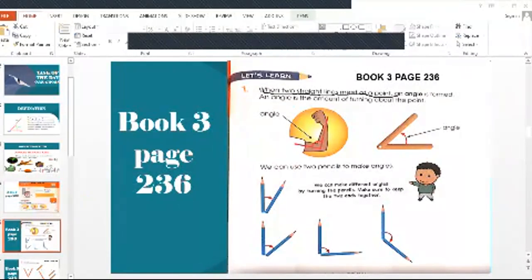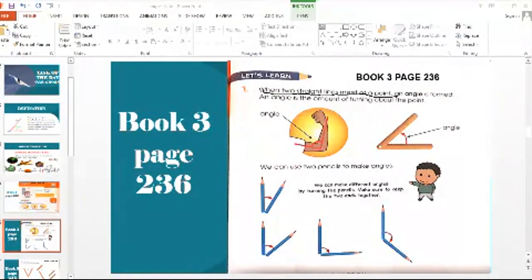After the class, you are going to learn it and revise this definition with your parents or with your siblings as well. When two straight lines meet at a point, an angle is formed. This is the basic definition that you will underline and then learn as well. I think most of you have already learned it. An angle is the amount of turning about the point. An angle depends on how you turn your lines.